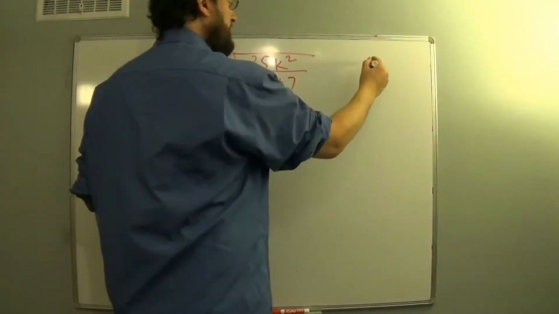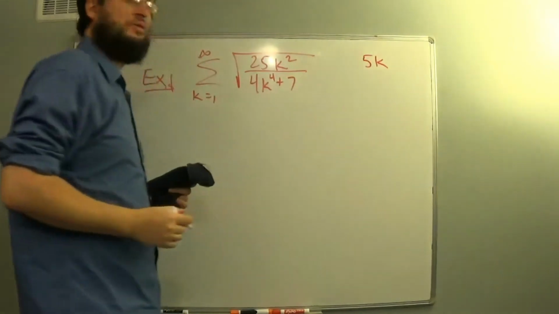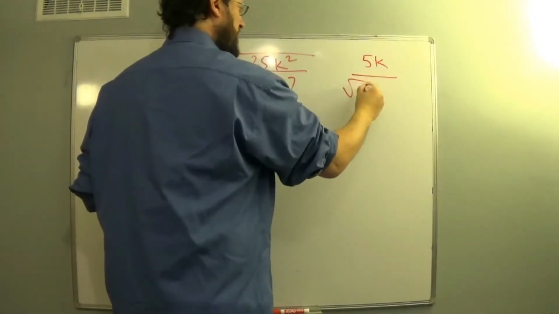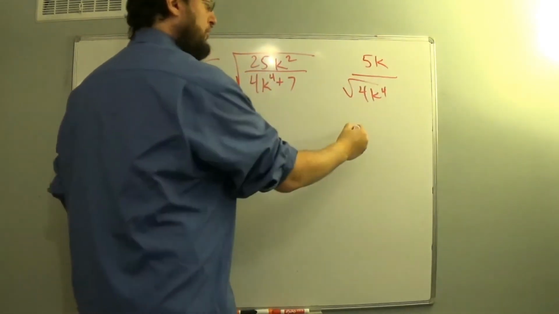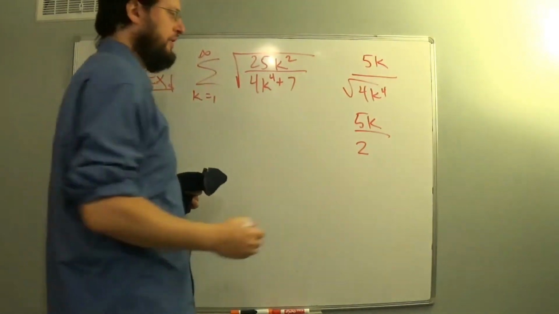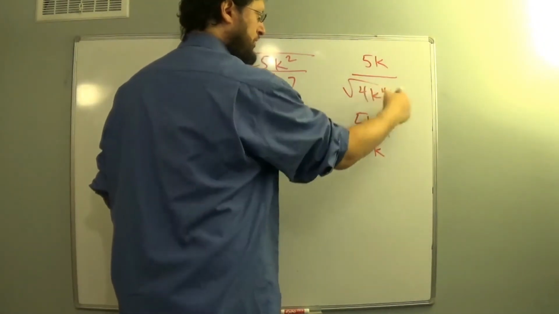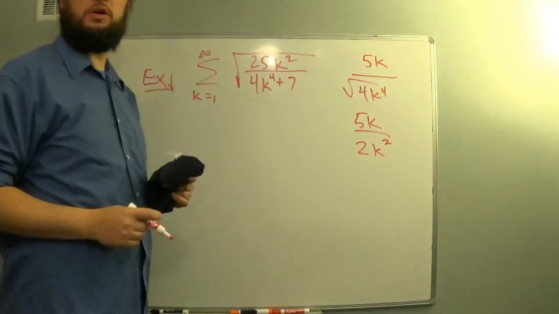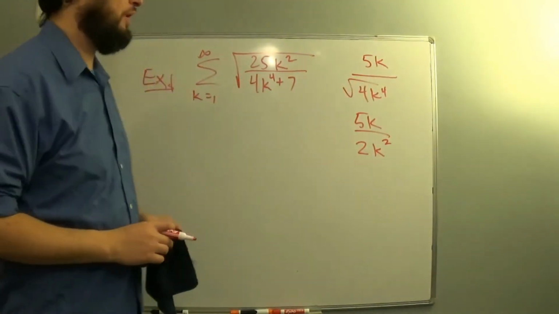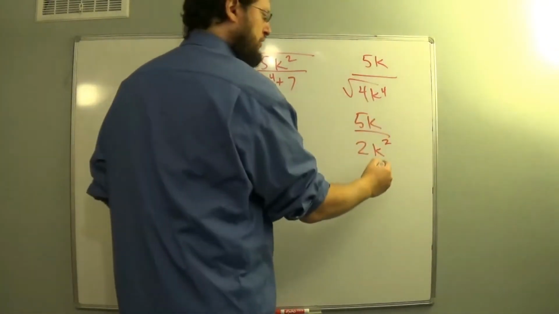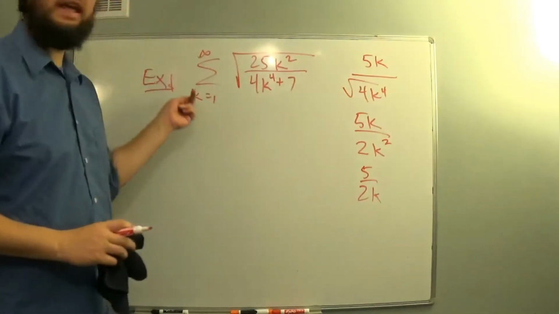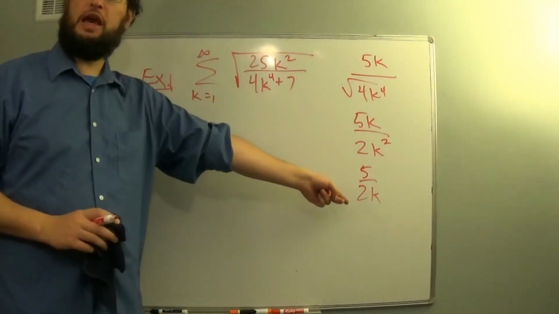Well, the top becomes 5k when I take the square root. The biggest degree in the bottom is the square root of 4k to the fourth. Well, that's 2 root k to the fourth, which is k squared. Be careful, really, we're multiplying by 1/2 because that's an exponent, square root is an exponent of 1/2. So that's 5k over 2k squared, which is 5 over 2k. So this should behave like 5 over 2k.